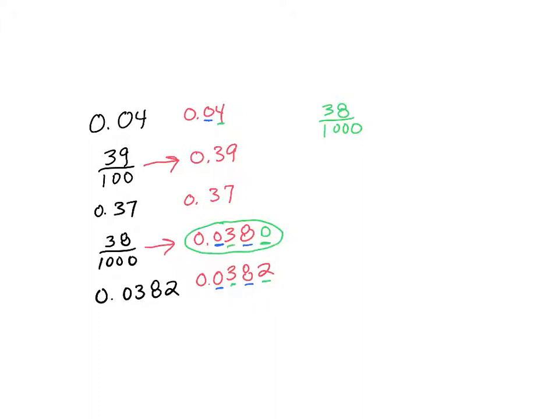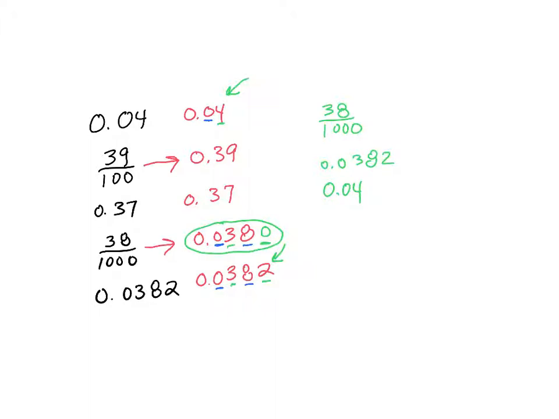The next one, because of what we just talked about, would have to be 0.0382, which is 382 10,000ths. Then remember, when we first started, we said that the very first number also had a 0 in the tenths place. So that's going to have to be the next number, which is 0.04.